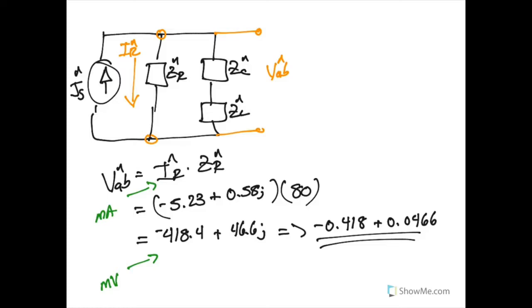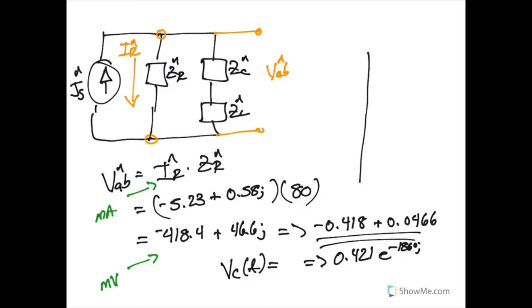But what we want to do after the end of this is convert this back into the time domain. It doesn't do us a bunch of good when it's a vector, and we really want to know some time domain expression. And so we can transform back and forth between the rectangular and polar forms and find this value right here, 0.421 e to the negative 186 degrees J.